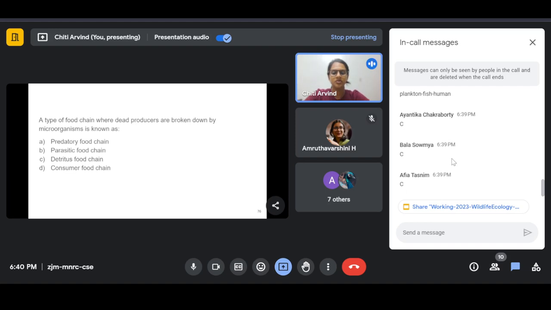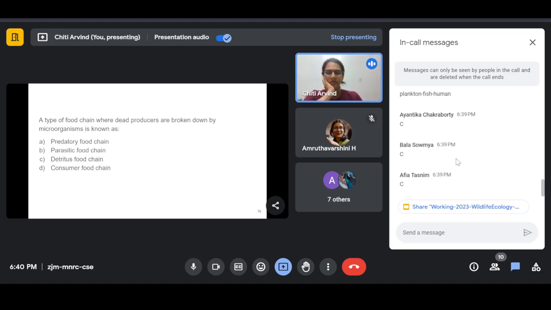Okay, all right. So that is the correct answer. It is indeed a detritus food chain. What happens with the detritus food chain? It is a very important food chain, right?